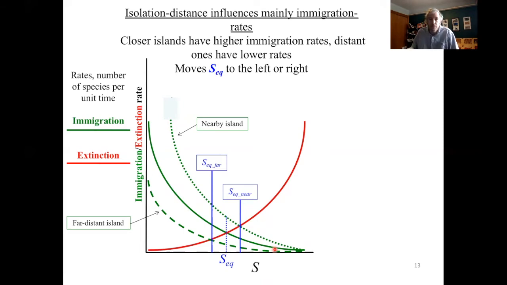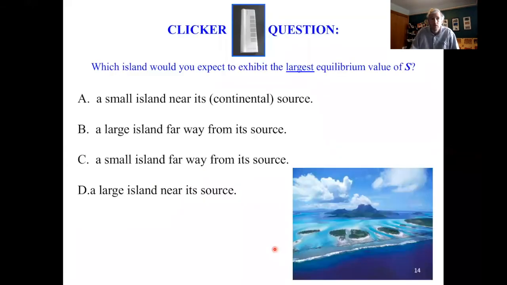Okay, so given that, let's just do a quick fake clicker question. Which island would you expect to exhibit the largest equilibrium value of S? A, a small island near its continental source. B, a large island far away from its source. C, a small island far away from its source. Or D, a large island near its source. I'll just give you 5 seconds on this one. 3, 2, 1, go.